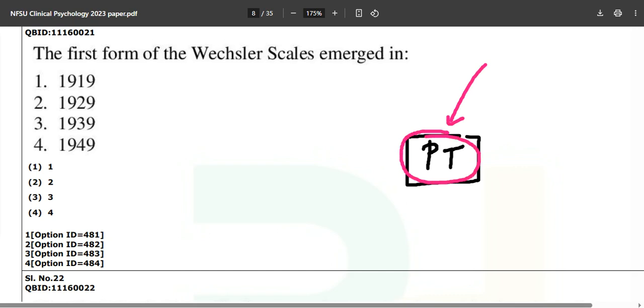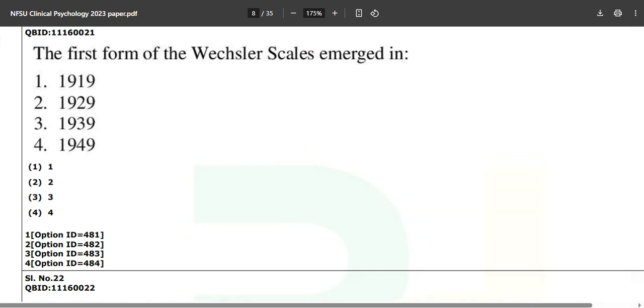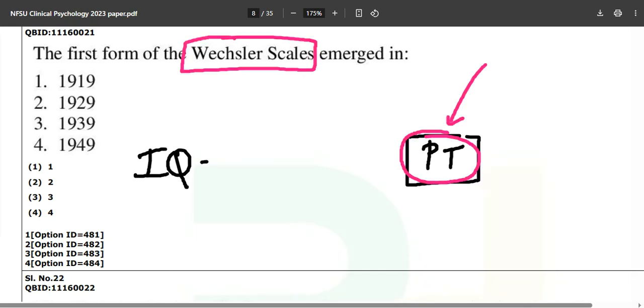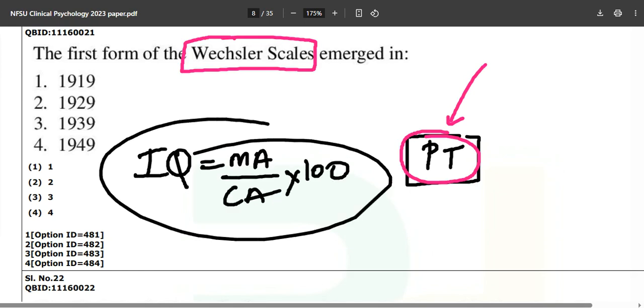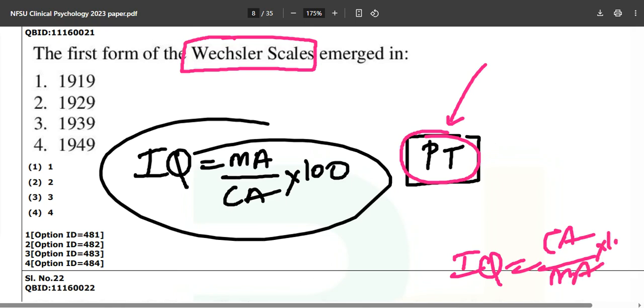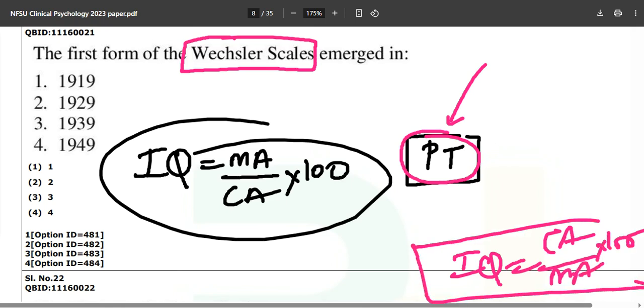Okay. Now talking about the Wechsler scale, why did this emerge? Because of this particular condition. IQ is equal to MA upon CA into 100, or what is the correct formula? IQ is equal to CA upon MA into 100. Okay, I think this is the correct formula: IQ is equal to CA divided by MA into 100.